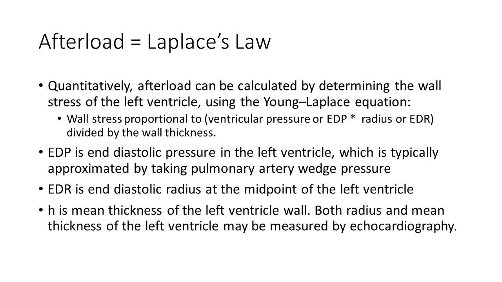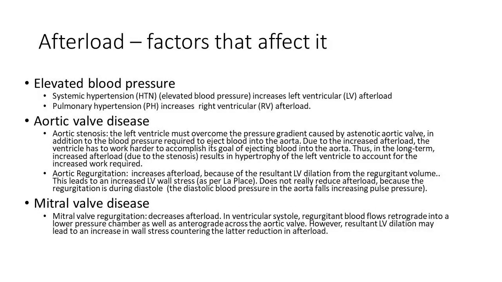Both radius and mean thickness of the left ventricle may be measured by echo. So think of what echo can do. It can give you a diameter of the left ventricle, can give you an LV thickness, and from that you can figure out what's happening with wall stress. Things that affect afterload: elevated blood pressure. That could be systemic or pulmonary. So systemic is increasing the afterload on the LV, and the pulmonary pressure is increasing the afterload on the right ventricle. Aortic valve disease.